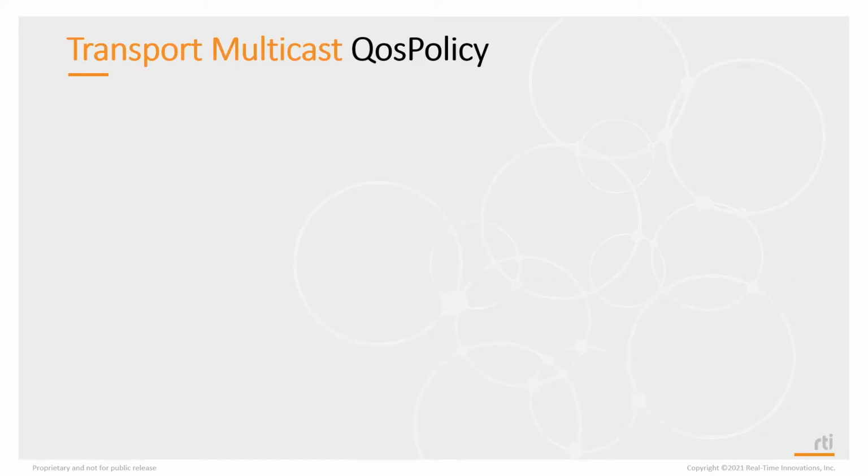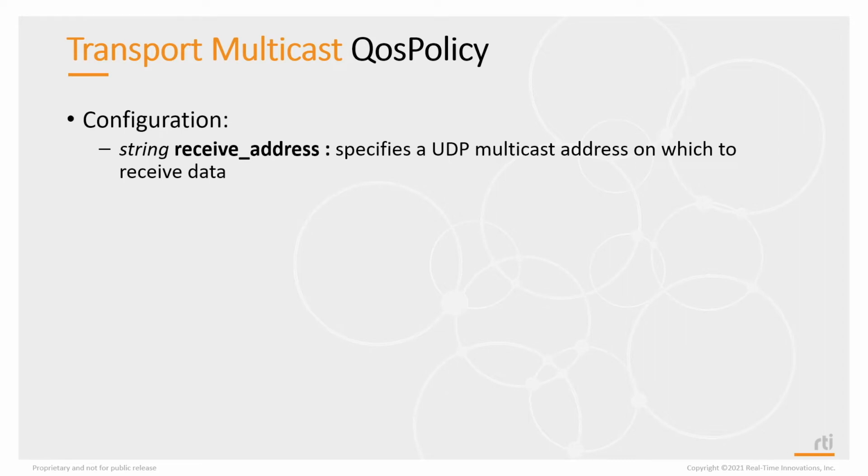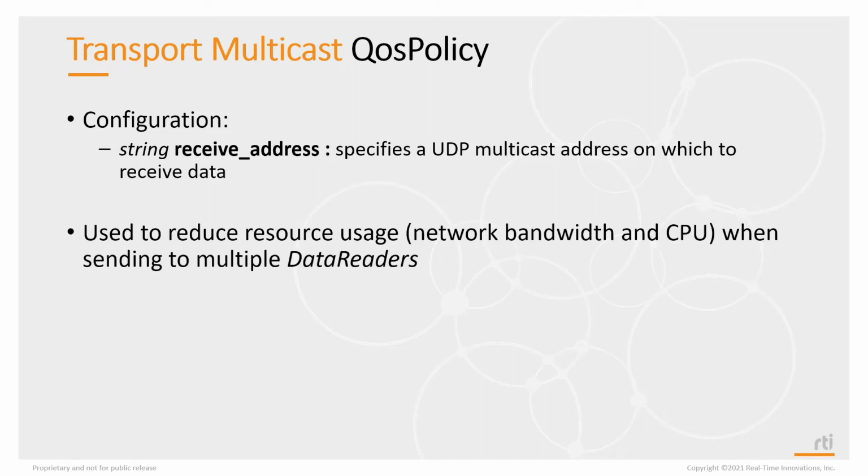The Transport Multicast QoS policy is configured by a parameter known as a receive address. Basically, this is a UDP multicast address on which you want to receive data. When you use multicast to send data to multiple data readers, you can greatly reduce the network bandwidth and CPU required to do that work.